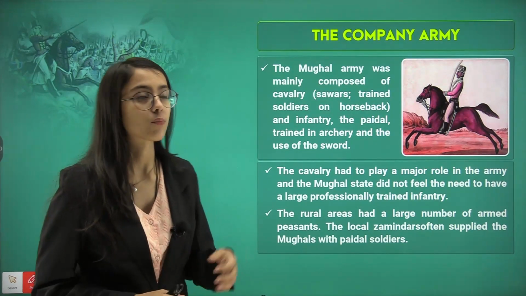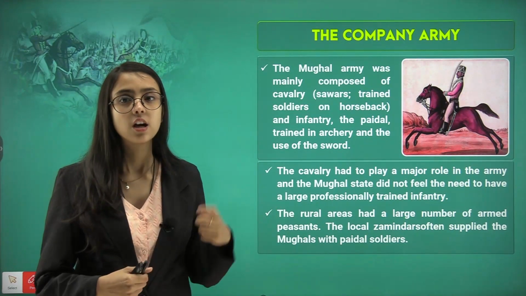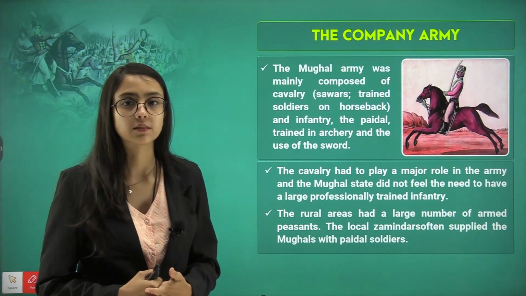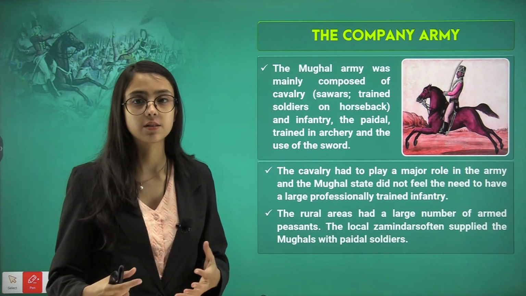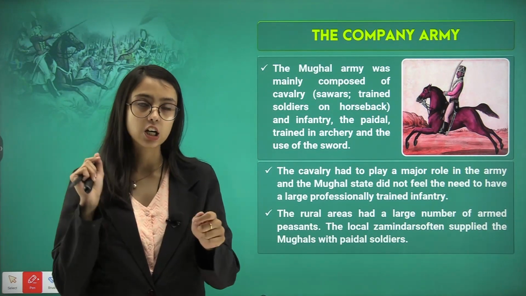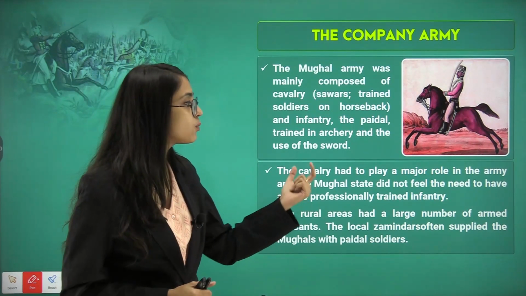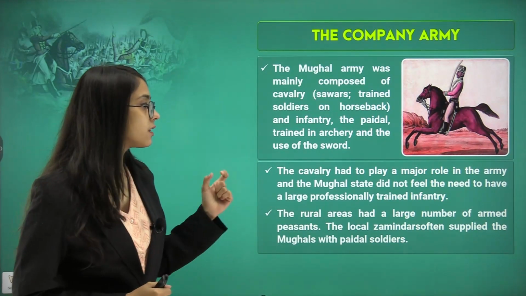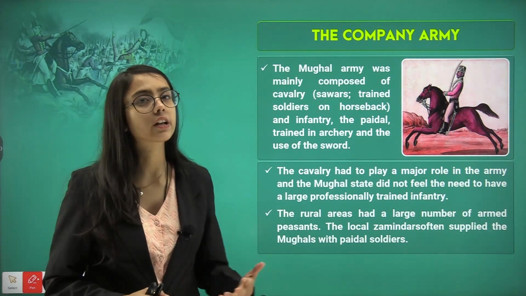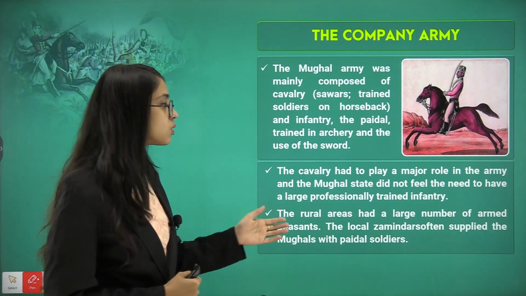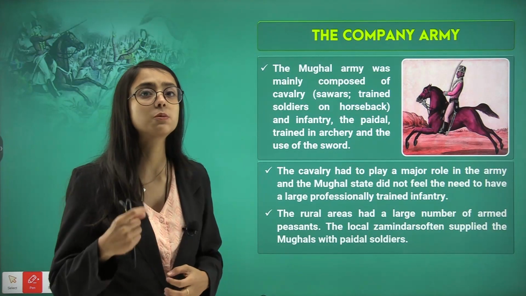So, the Mughal army was mainly composed of cavalry, the ghudsawars, who were trained soldiers on horseback, and the infantry, the pedal soldiers, who used to walk on foot. They were trained in archery and the use of the sword. The cavalry had to play a major role in the army, and the Mughal state did not feel the need to have a large professionally trained army. So, in the rural areas, there were a large number of armed peasants.